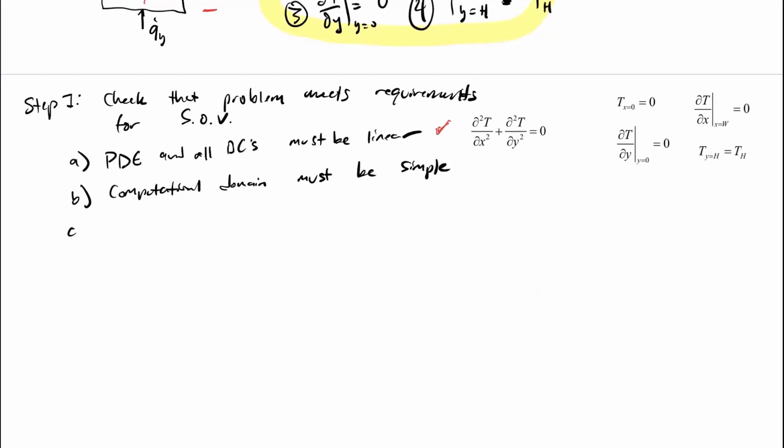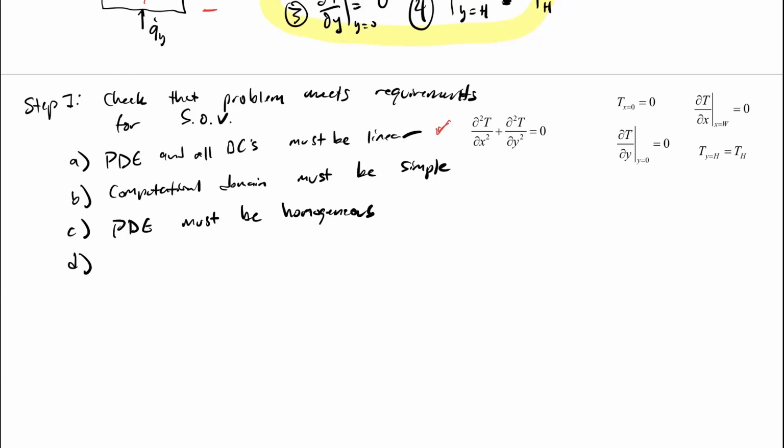Okay. C is what? The PDE must be homogeneous. Do we have a homogeneous PDE here? This guy. Yes, we do. So if you had generation or you had like the extended surface type situation, you can't use separation of variables. It's not homogeneous.